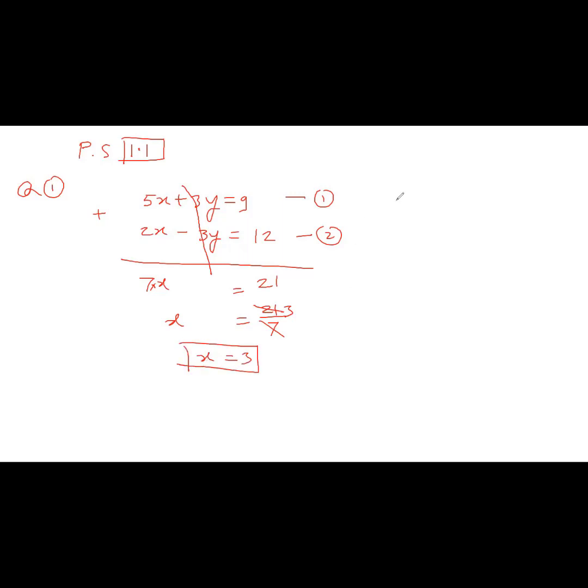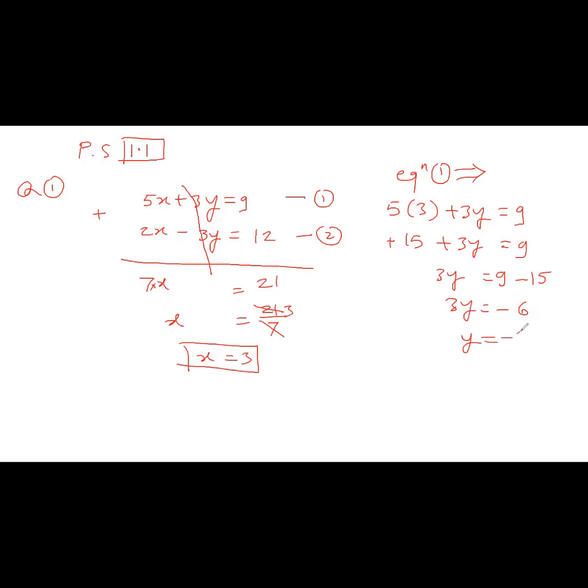Now when we place x equals to 3 in equation 1, 5 multiply 3 plus 3y equals to 9. We solve this. It becomes 15 plus 3y equals to 9. 15 plus, here it comes minus. So 9 minus 15 becomes minus 6. 3 multiply, here it comes divide, and you get minus 2.